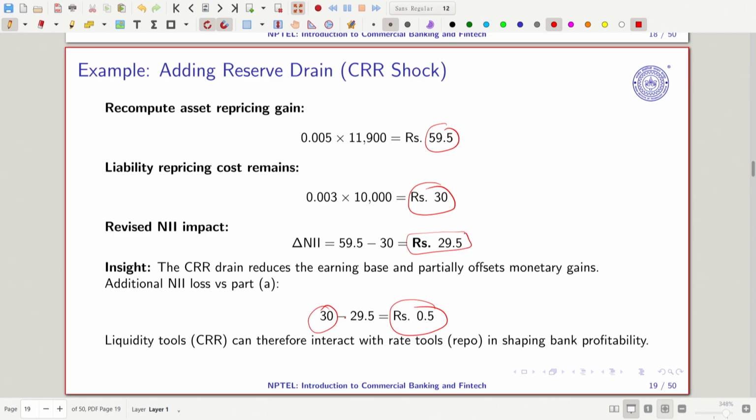So liquidity tools can therefore interact with rates in shaping bank profitability and other outcomes. So this is what we get here. I hope you are able to understand.